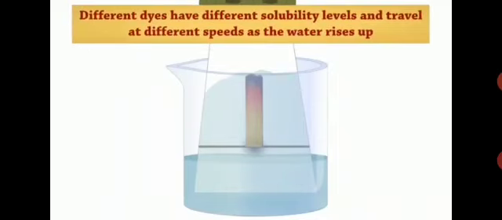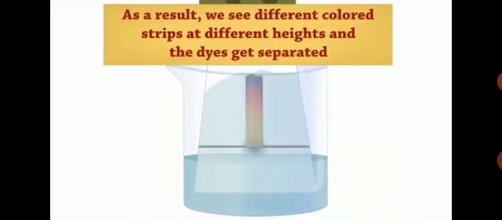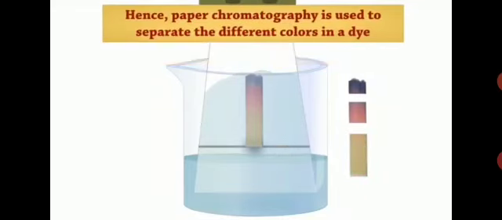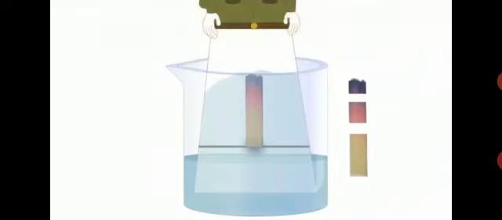Different dyes have got separated based on their different solubility levels, and they travel depending upon their speed. As a result, we can see different colored strips at different heights, and the three dyes have got separated. So what are they? Blue, red and yellow. Paper chromatography is used to separate different colors in a dye.